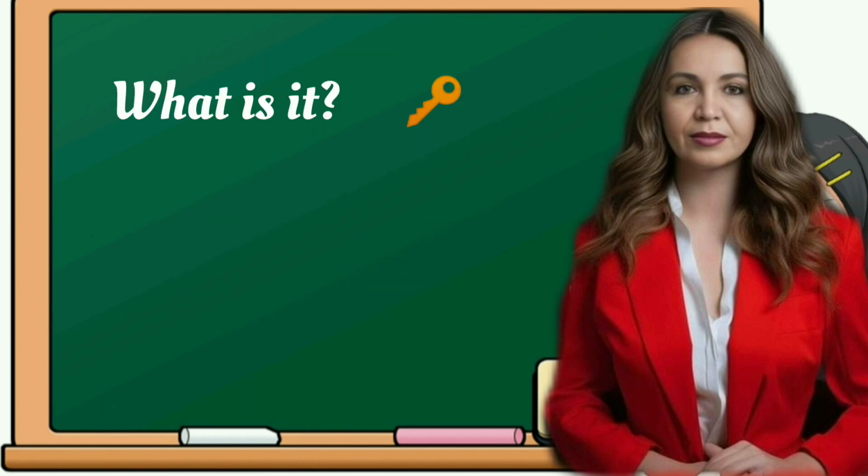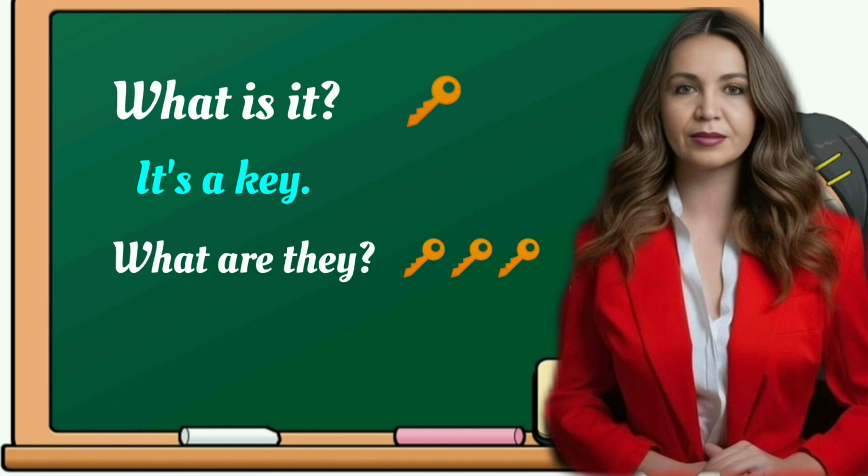What is it? It's a key. It's a key because it is one key, so I have used is. What are they? They are more than one key, so what will be the answer? They are keys.